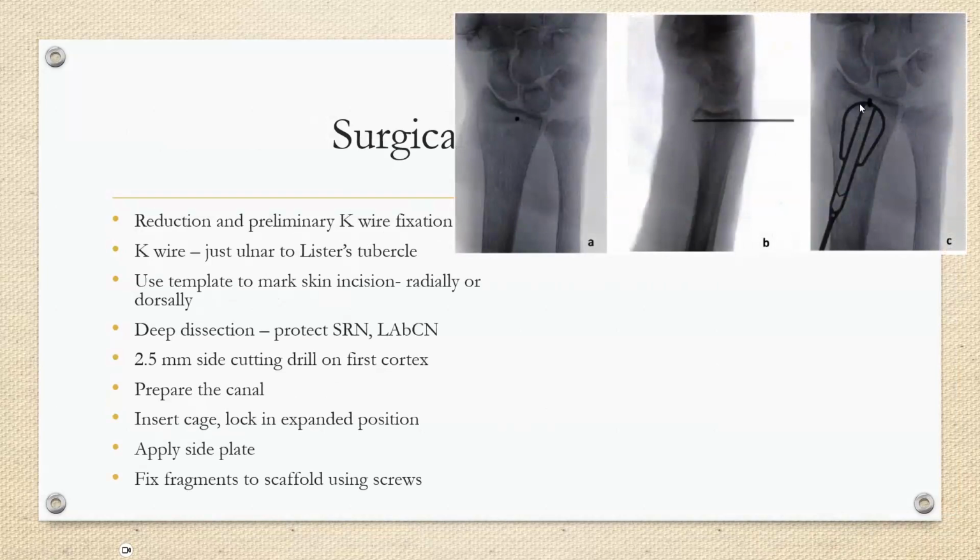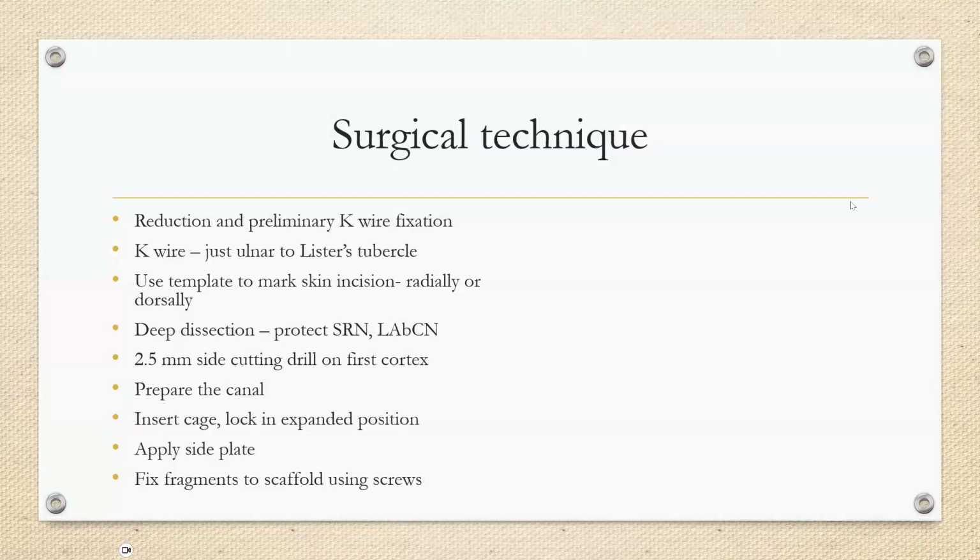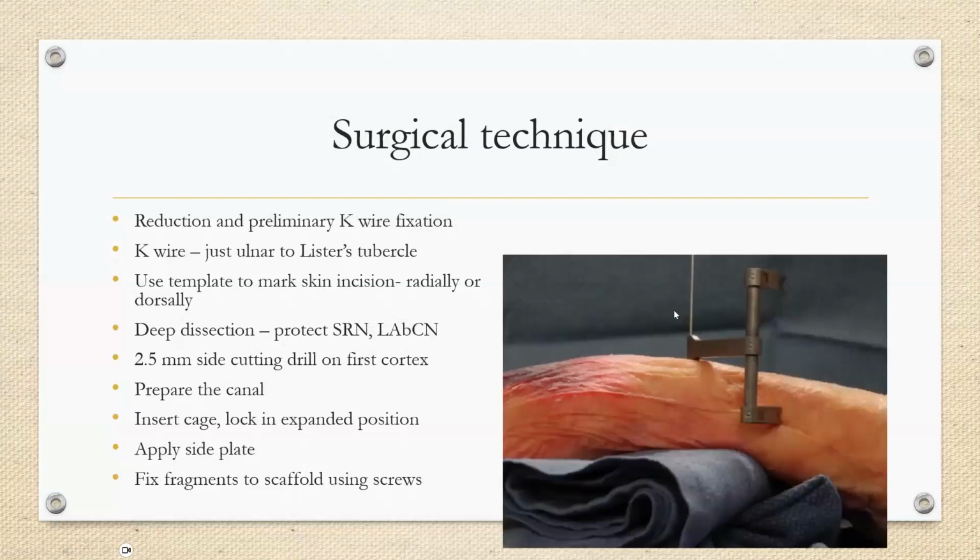Using this guide K-wire, a template is used to mark the entry point for the device. And then a deep dissection is done at the entry point of the device, either radially or dorsally. This template is a guide which helps us to locate the incision.